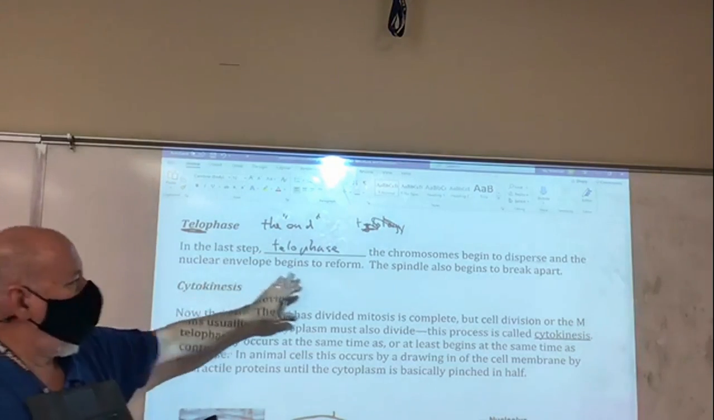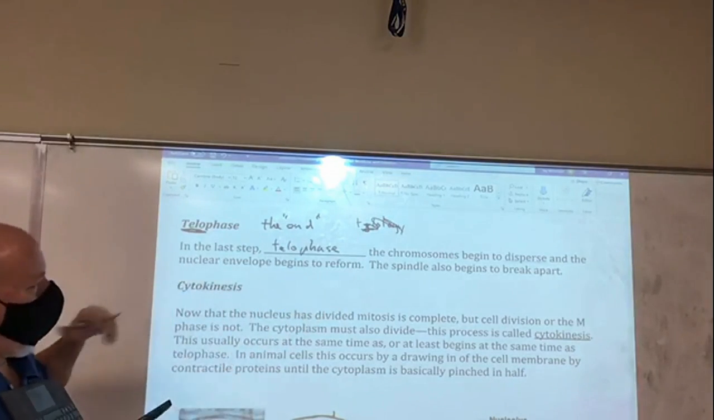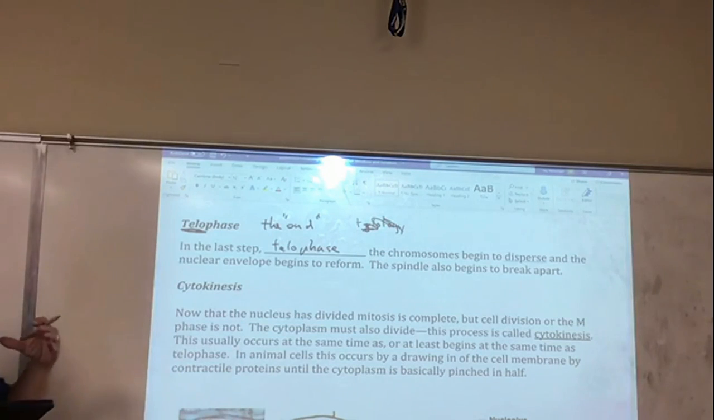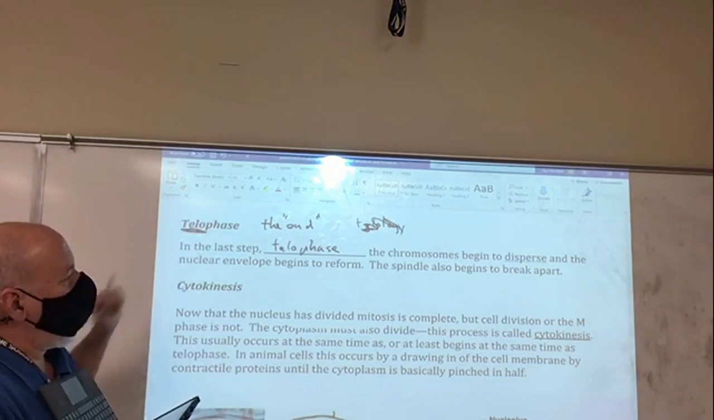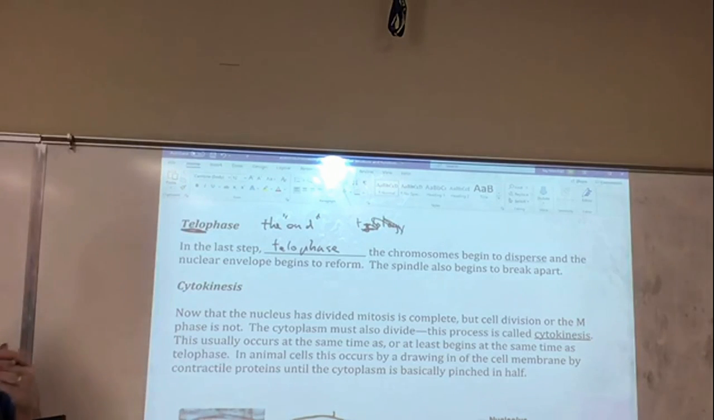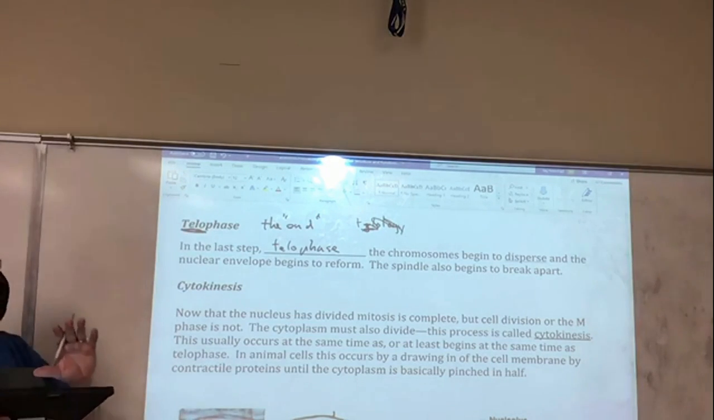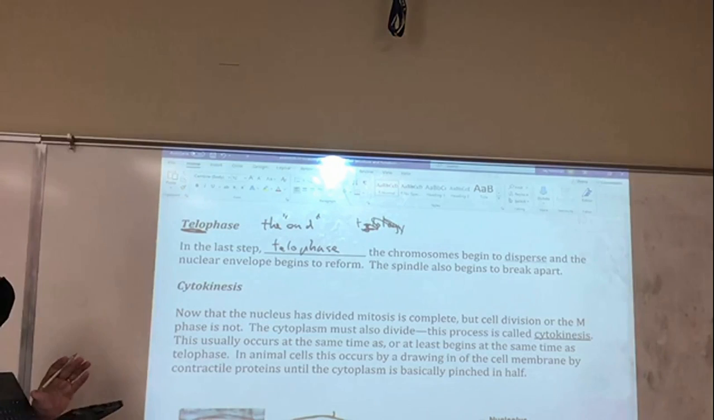The chromosomes begin to disperse. The nuclear envelope begins to reform. I reverse everything I did in prophase, right? That's all I'm doing. I don't really need to memorize a lot of stuff here. Everything that's occurring just makes sense in terms of what needs to be accomplished.